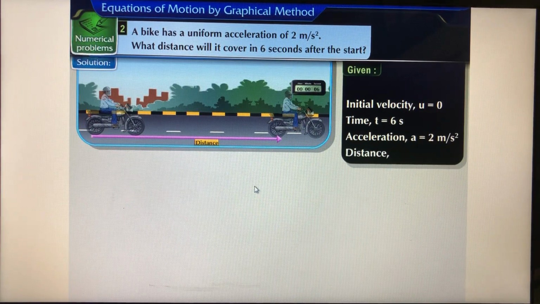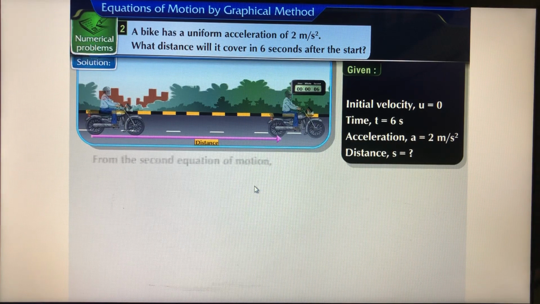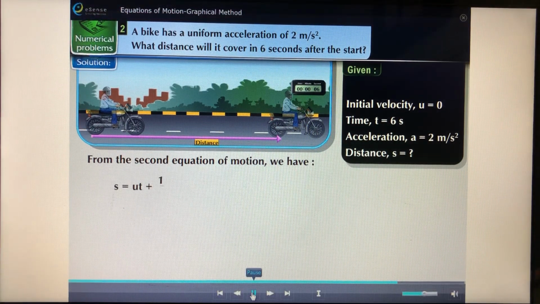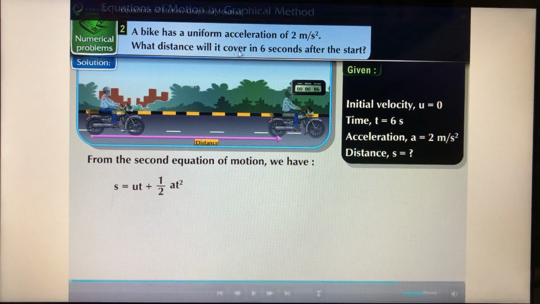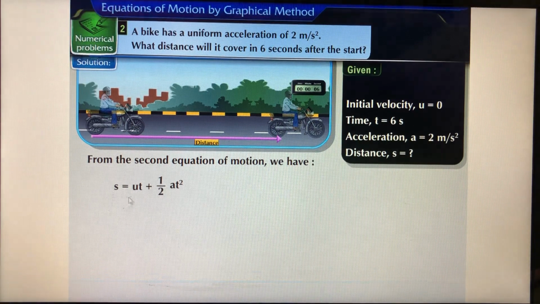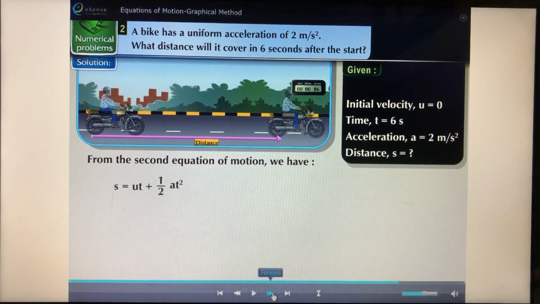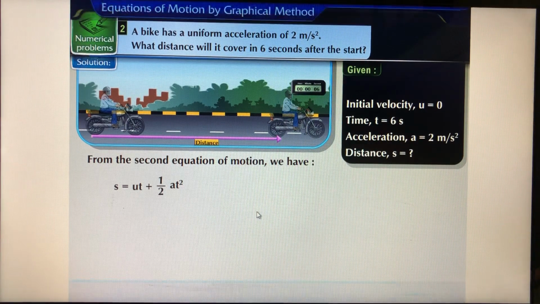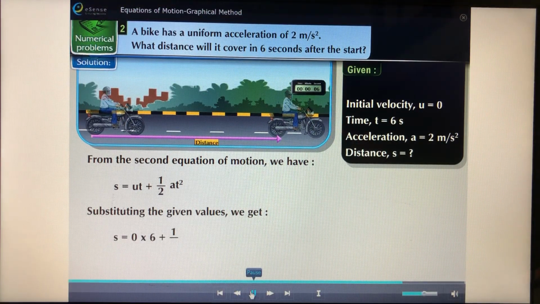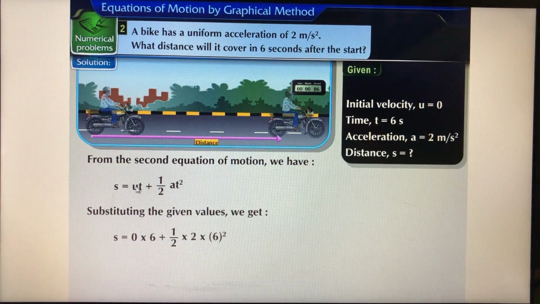To find the distance covered, that is s, from the second equation of motion, we have s is equal to ut plus 1 by 2 at square. We want the distance here in the question. So the formula for the distance is s is equal to ut plus half at square. Just substitute the values, you will get the answer. Substituting the given values, we get s is equal to 0 into 6 plus 1 divided by 2 into 2 into 6 square.